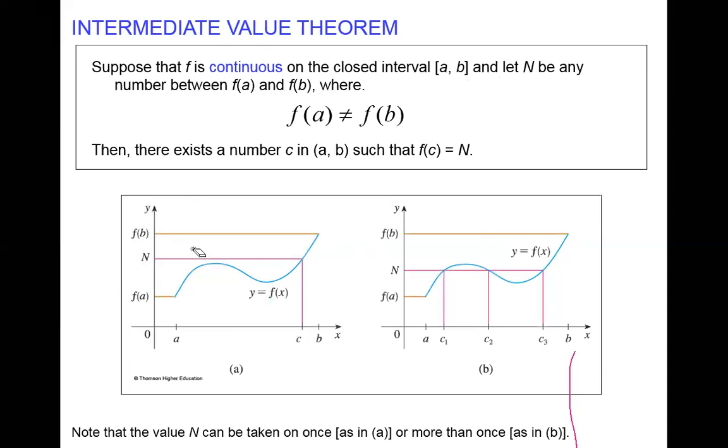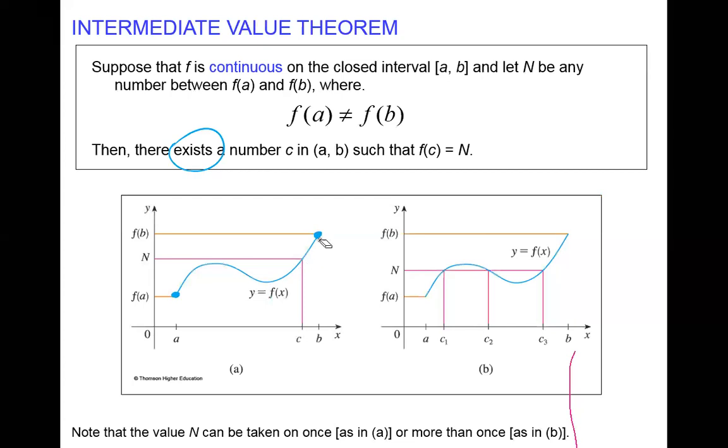That means any horizontal line, the pink line, we can see any horizontal line between f of a and f of b. Of course, f of a is the corresponding value for a, and f of b the corresponding value for b, where f of a is different than f of b, because if they were the same, that's a little bit different. Then there exists a number c in that interval a and b, that the corresponding value is n. Okay, that's what this means.